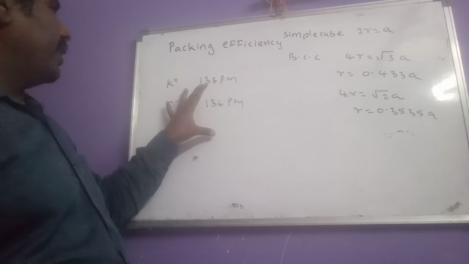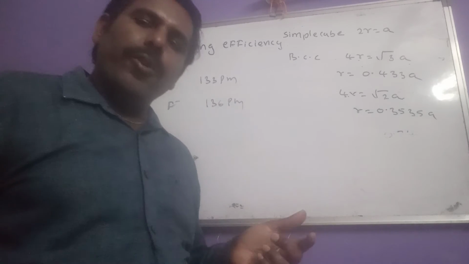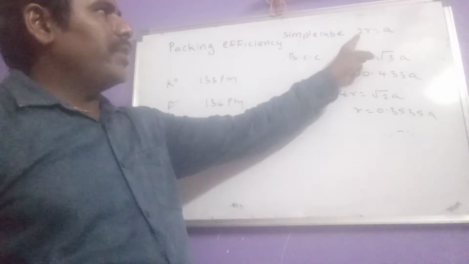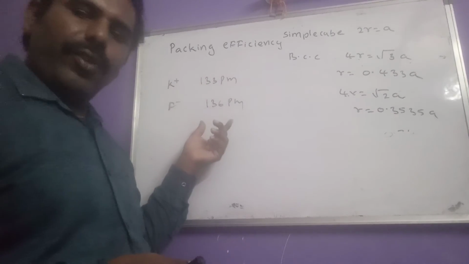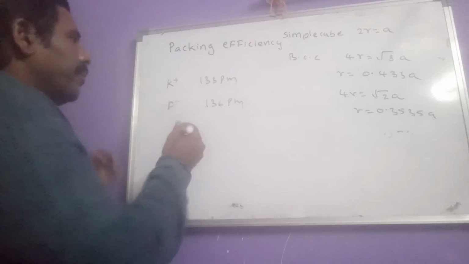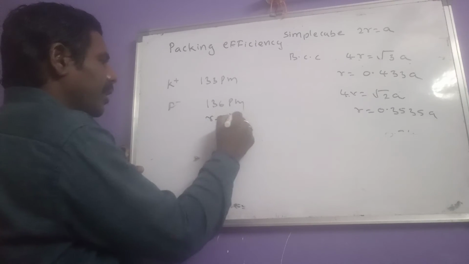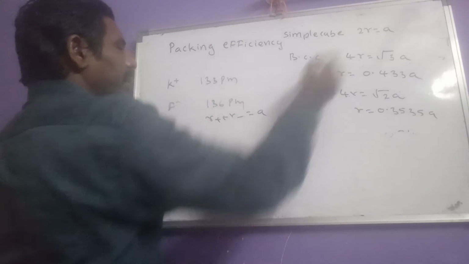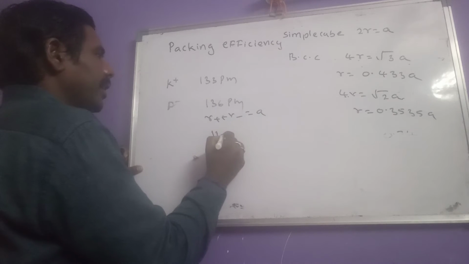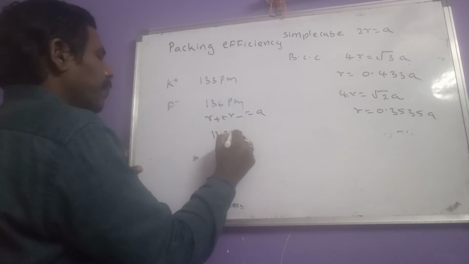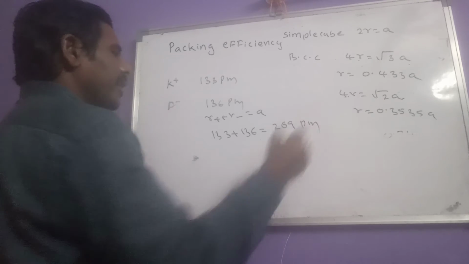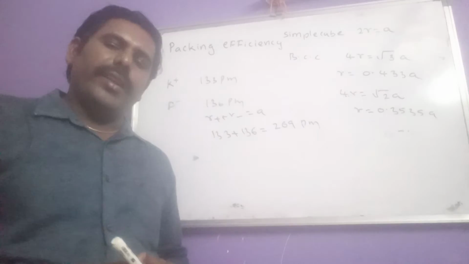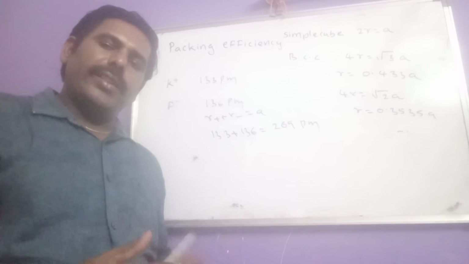This KF crystal is having simple cubic structure, so we have to use this formula: 2R equals A. What is 2R here? One is radius of cation, one is radius of anion. That means R plus plus R minus equals A, the edge length. So 133 plus 136 equals, you get 269 picometers. So this is the answer for the edge length.